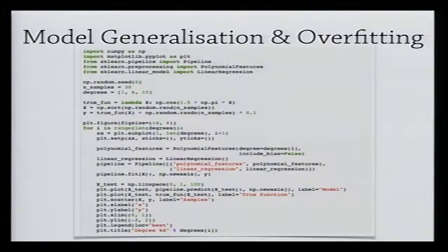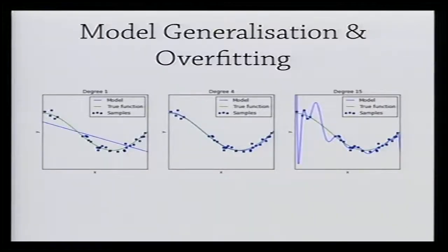So we try to apply features of degree 1, 4, and 15 and try to test what the performance of this model is. So this is the output. Basically the blue dots are the data, and you may see in green the true function, and in blue the function approximated by the model. In the first case we have a model which is underfitted.